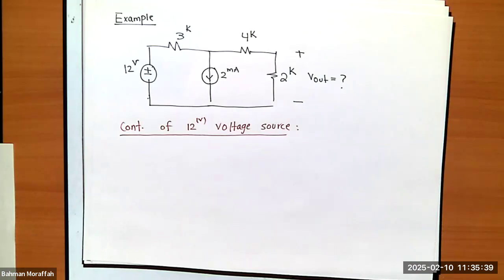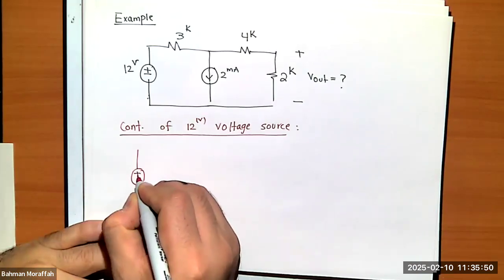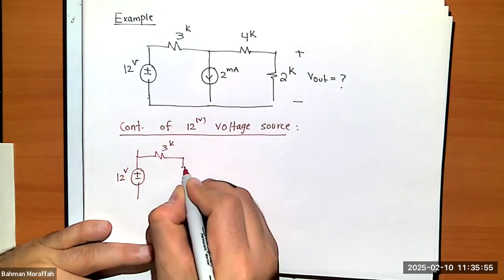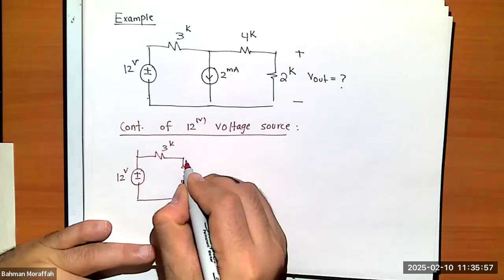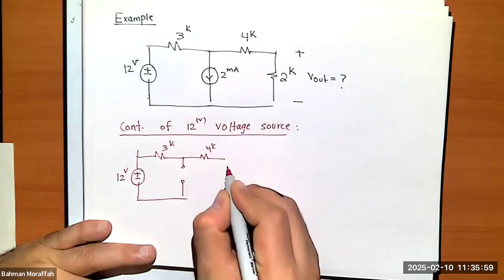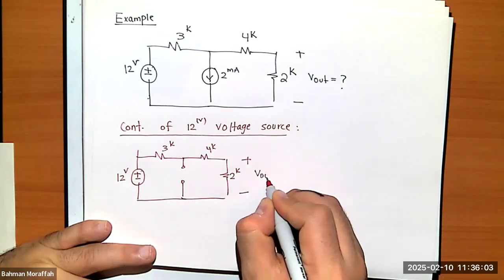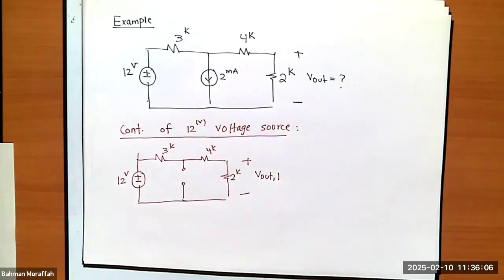The rest is a current source. So if I zero it out, I have to open it. So it means there is nothing going on there. So my circuit would look like this. I have a 12 volts. I have this 3K. This is open. I have a 4K. I have a 2K. Let's call the voltage across this V out 1. We know V out 1.